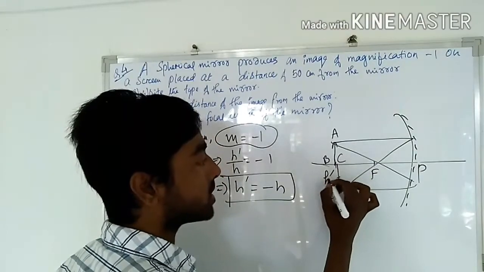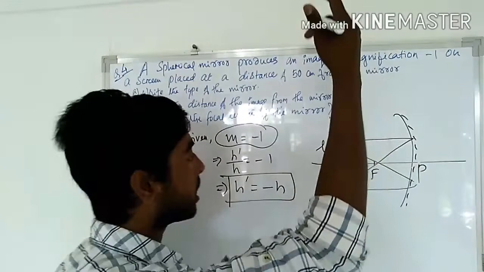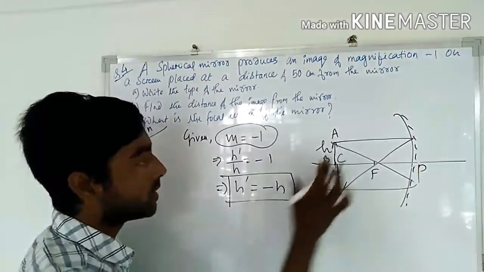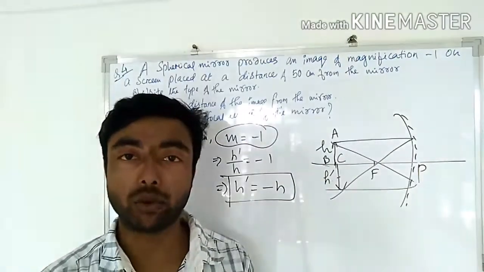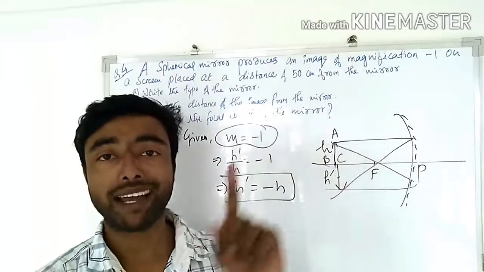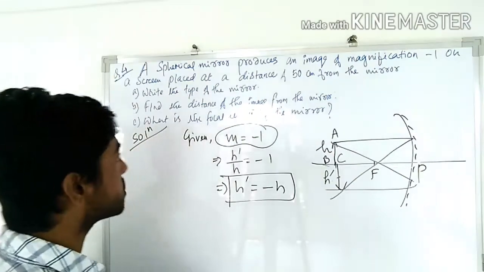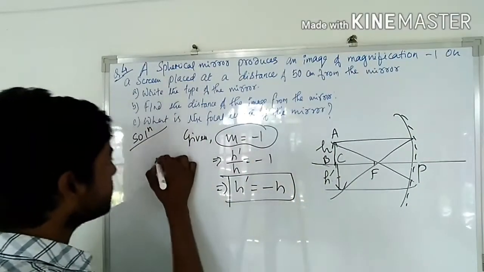Because this is h dash. h dash is negative, going down, and h is positive, upward. That's why h dash is minus h. Understood? And that means the size of the image and the size of the object are equal. When is it equal? When the image is formed at the center of curvature of which mirror? Concave mirror. That's why.